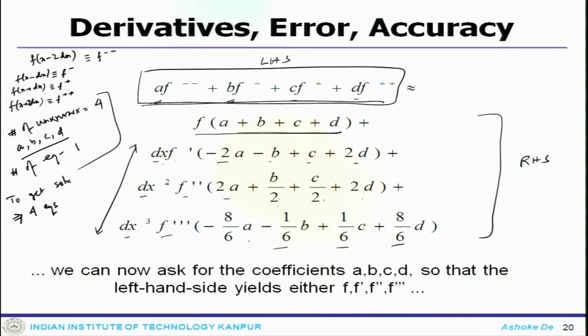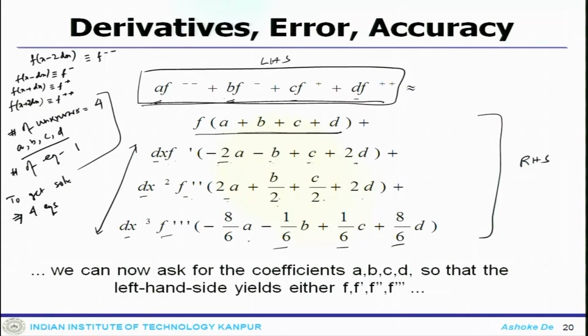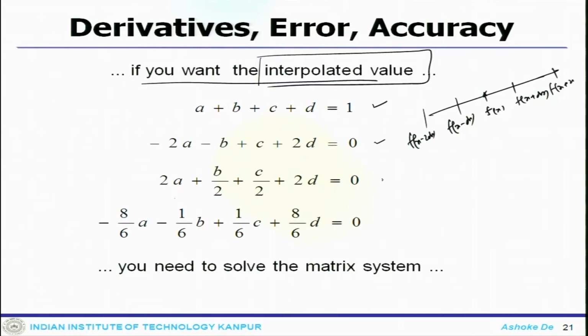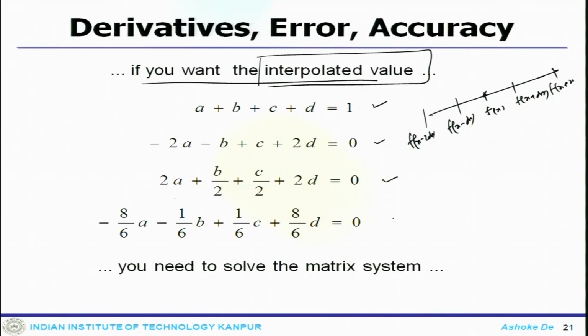minus 2a, which is connected with the first derivative, minus 2a minus b plus c plus 2d, must be 0. That is the second. The second derivative is connected with 2a plus b by 2, c by 2, plus 2d, and that is 0. The third derivative is connected with minus 8 by 6, 1 by 6, 1 by 6, 8 by 6. So that is also 0. So you get a system of equations.